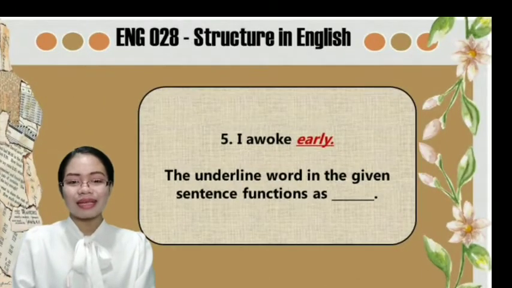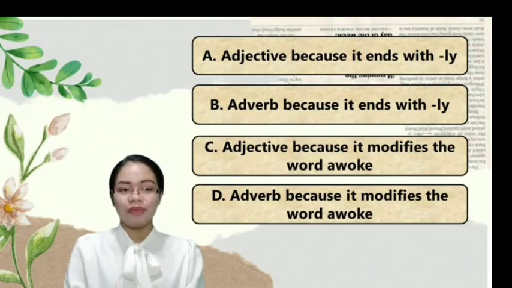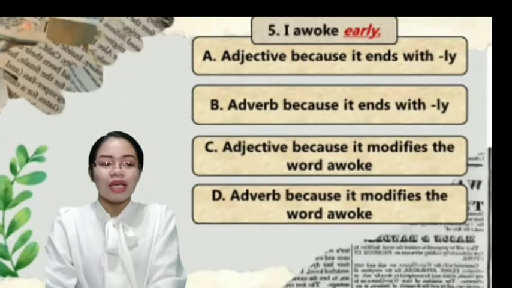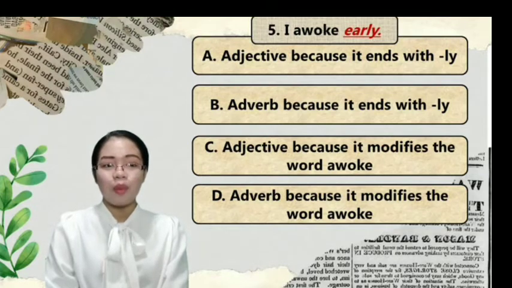Moving on to our next item, which is question number 5. I awoke early. The underlined word in the given sentence functions as letter A, adjective, because it ends with ly. Letter B, adverb, because it ends with ly. Letter C, adjective, because it modifies the word awoke. Letter D, adverb, because it modifies the word awoke. So for our rationalization for question number 5, again, this sentence is about I awoke early.